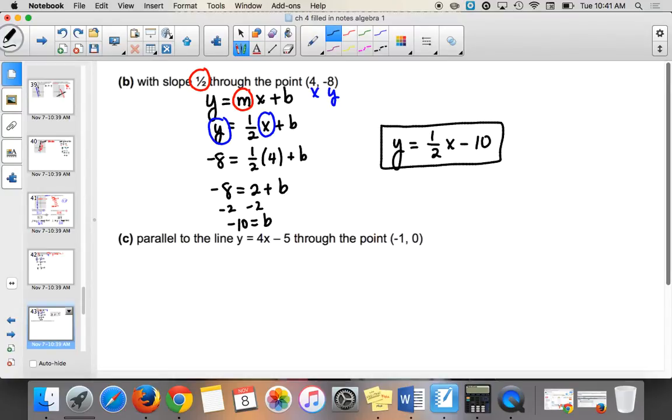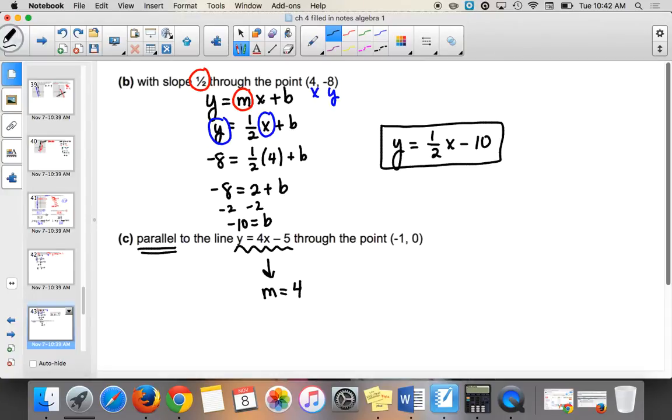So the next one: parallel to the line y equals 4x minus 5 through the point (-1, 0). If we're going to be parallel to this line, what is my slope? Parallel means same slope, right? What's the slope of that line, y equals 4x minus 5? What's the m? 4, right? The 4 is in front of the x. So we use the same slope. Everything else in this line we totally ignore.